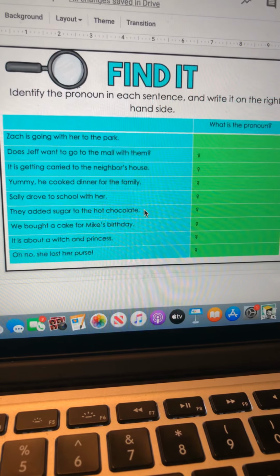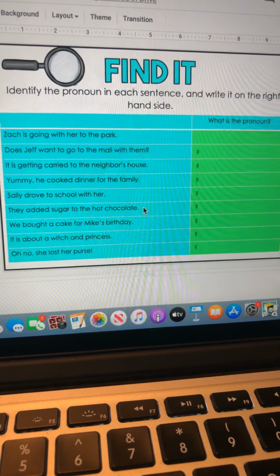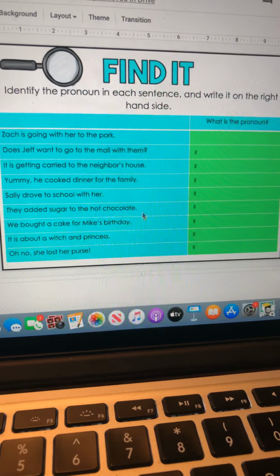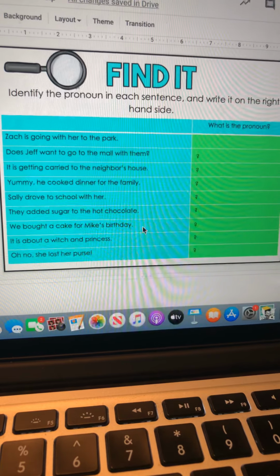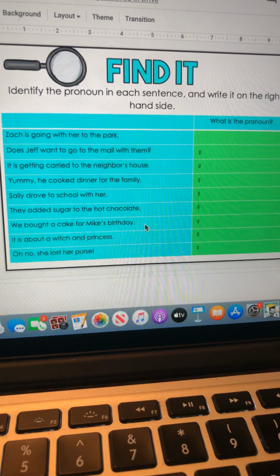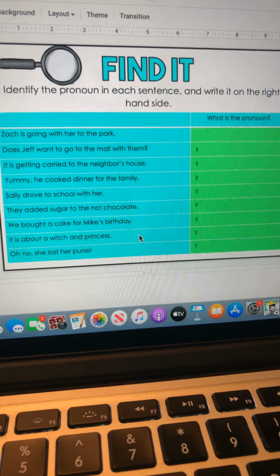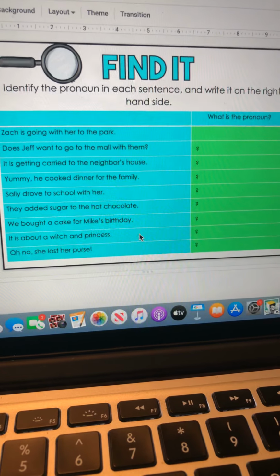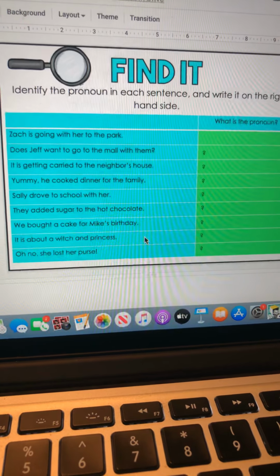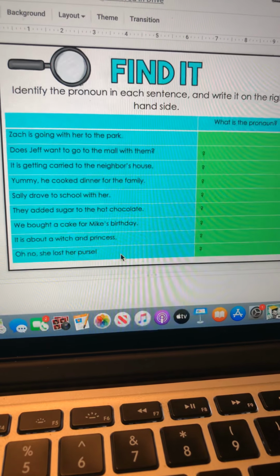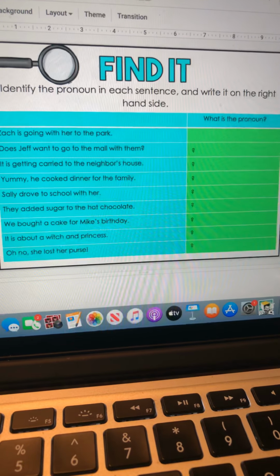The next one, they added sugar to the hot chocolate. The next one, we bought a cake for Mike's birthday. The next one, it is about a witch and princess. And this last one, oh no, she lost her purse.